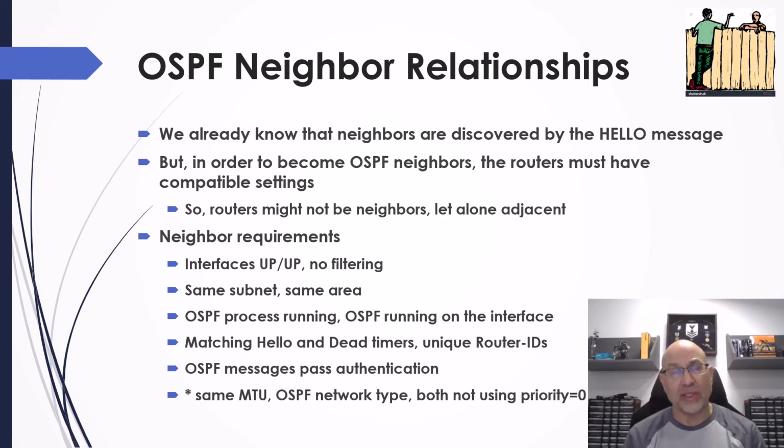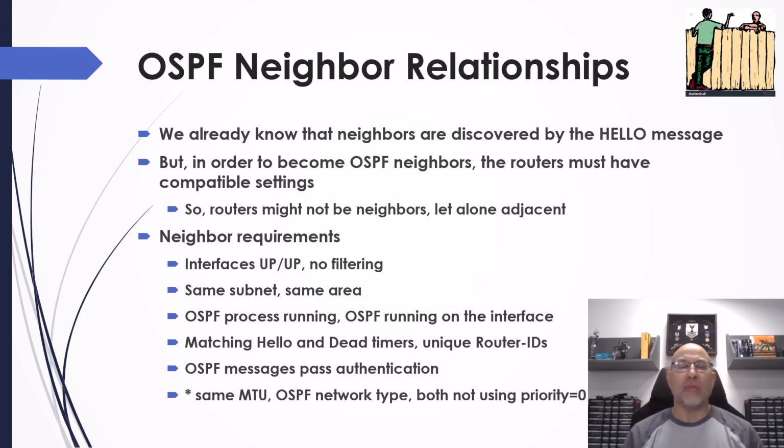I think we talked about this last video. If your timers are mismatched, you won't be neighbors. And then you have to have unique router IDs. So we can't have the same router IDs out there. If you are doing authentication, if you're doing some kind of message authentication code or check, then that has to pass. And if it doesn't, then we're not going to accept you as a neighbor.